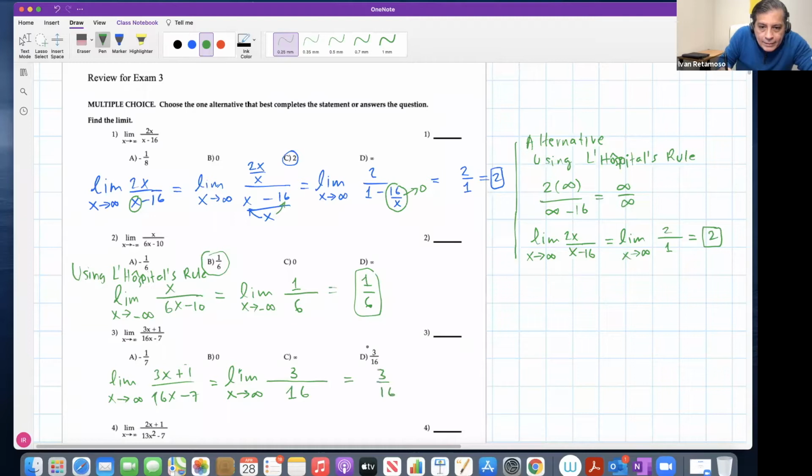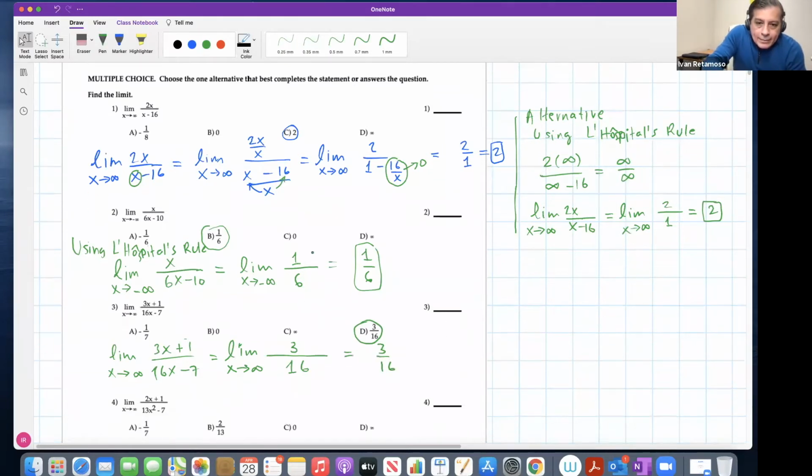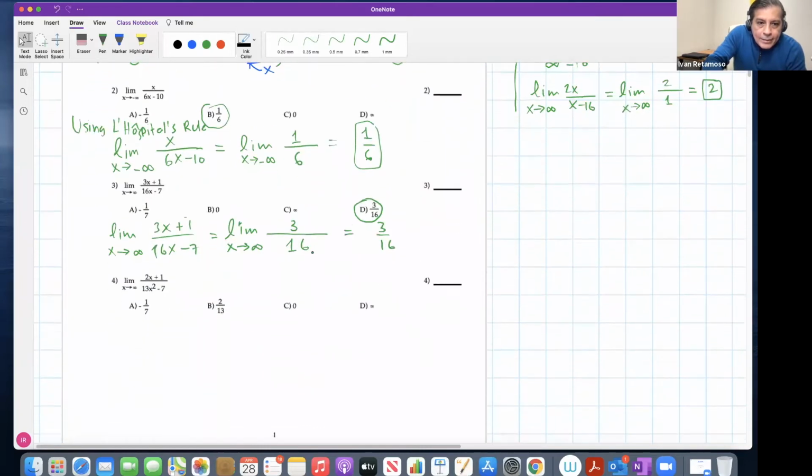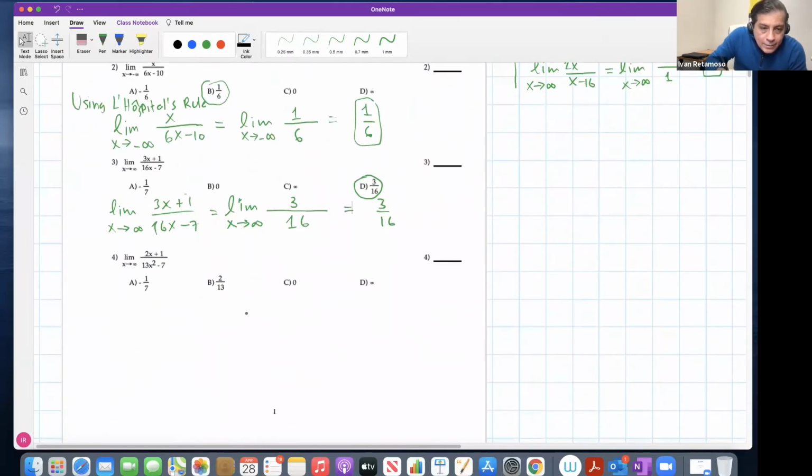So you can see, guys, now we have more tools. We can go over this faster, right? Yeah, great. Now, this one's similar. Look, I'm going to use L'Hopital's rule.